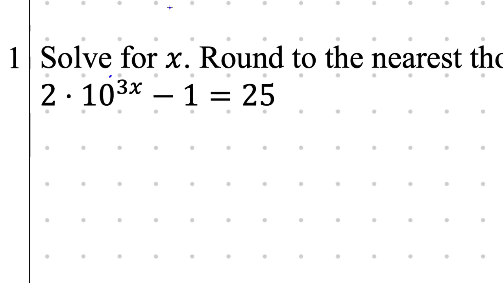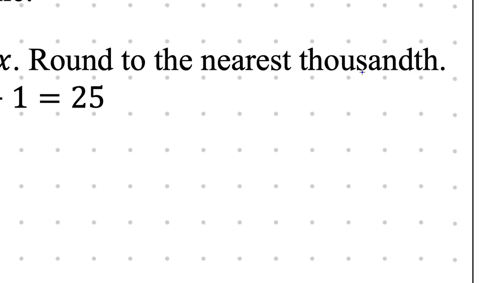We have example 1. We're going to round to the nearest thousandth. That means 2 decimal places. No, that's hundredth. So it's 3 decimal places. My bad. 3 decimals.